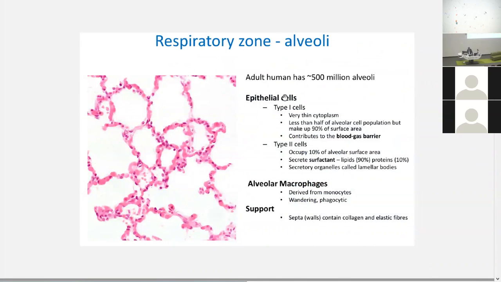So your alveoli have epithelial cells, and you have two types. There are ones involved in respiration, and ones that produce surfactant. Does anyone know what surfactant is? No? Yes? Okay, cool. Surfactant helps reduce the surface tension of the water, and it's produced by type 2 cells. And you also have alveolar macrophages, which help clear out things in the lung.